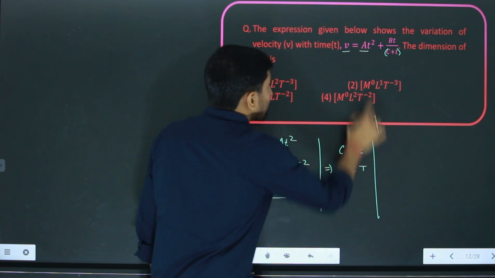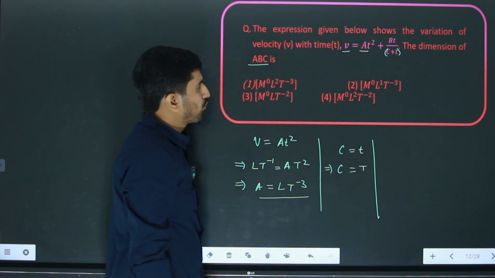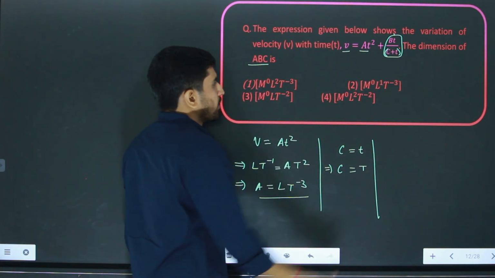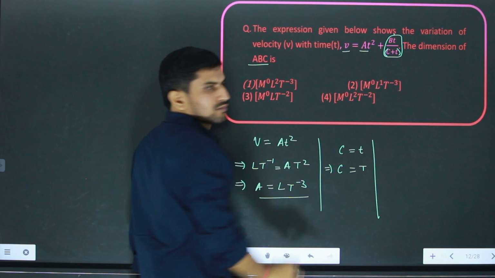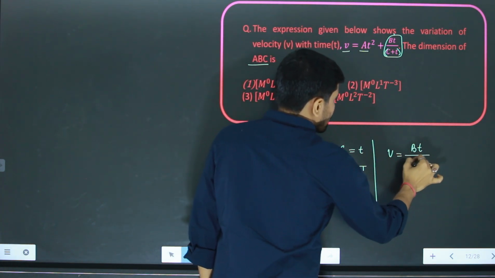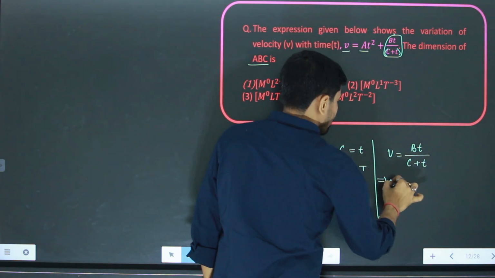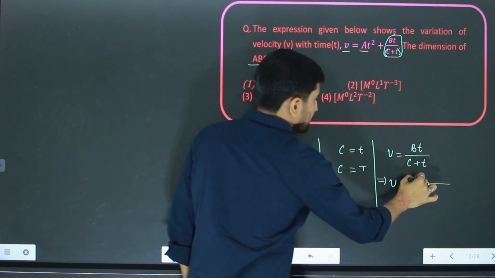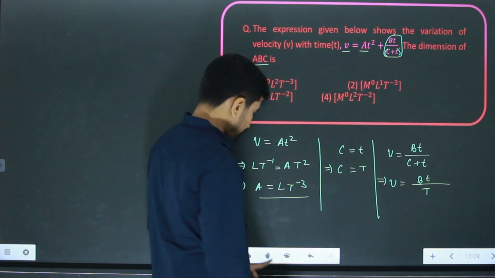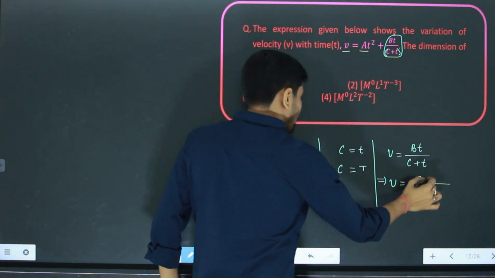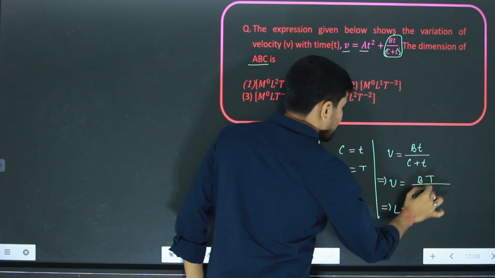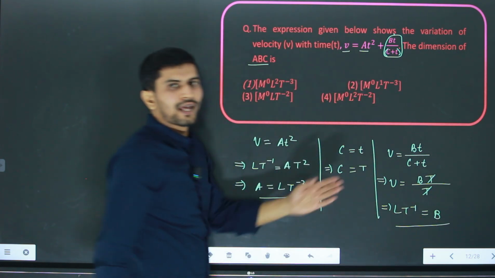Now come to that B. How we will find the dimension of B? This whole expression, BT divided by C plus T, will have the dimension equal to V, okay. So dimension of V is equal to BT divided by C plus T. Dimensionally this is B, this is T, C and T have same dimension, so dimensionally I will simply write T here. The dimension of this T is T, and the dimension of velocity is L T minus 1, T cancel. So B's dimension is L T minus 1.